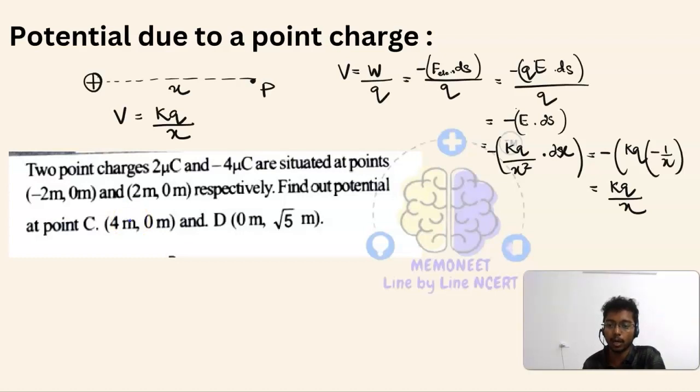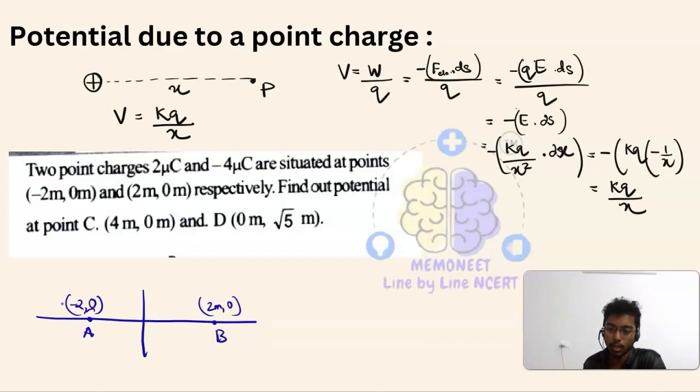Find out the potential at point C. We have the graph here, and A is present at minus 2 comma 0. Then B is present at 2 meter and 0. And C we have at 4 and 0.